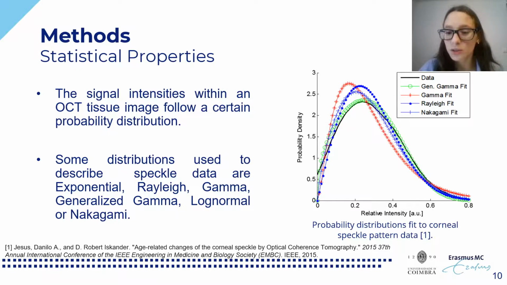This image here shows several distributions that were applied to the histogram of a corneal image. In this case, if you look closely, it is quite clear that the generalized gamma distribution was the best fit, but that might not be the case for every tissue. Different tissues may adjust better with a different distribution. What is important about finding the best distribution for our case is that the parameters of each distribution will change accordingly to the tissue properties, so they are also very good features to use in a classification problem.